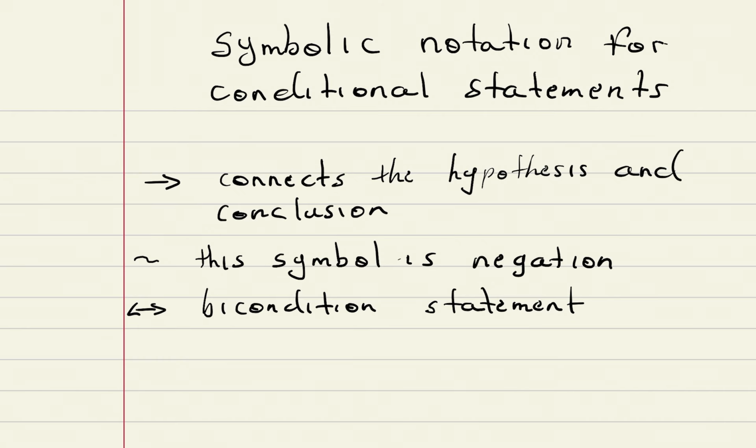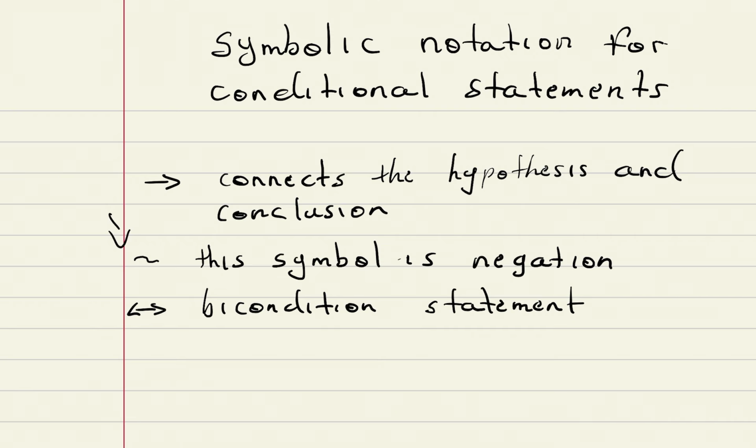The first one is a simple arrow, and it essentially just indicates that you're connecting the hypothesis and conclusion. And remember, conditional statements, the first part, the if part, is the hypothesis, and the then part is the conclusion. So that symbol, that arrow, just sits in between. And then we have what is actually called the tilde symbol right here.